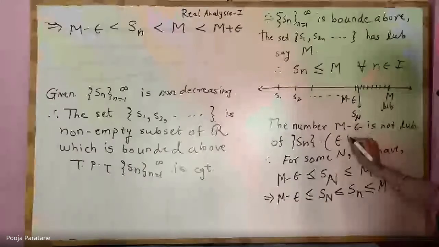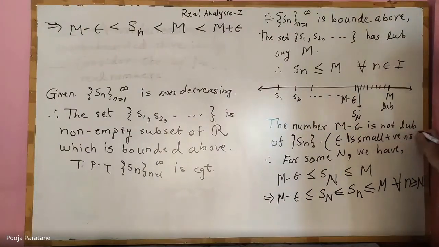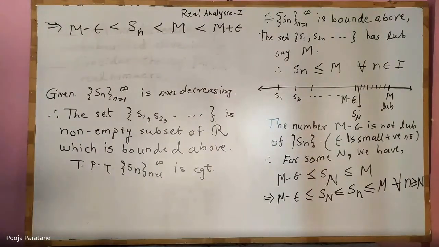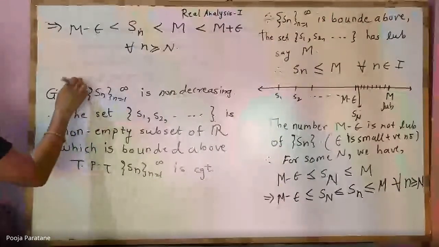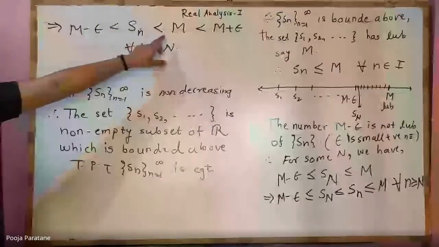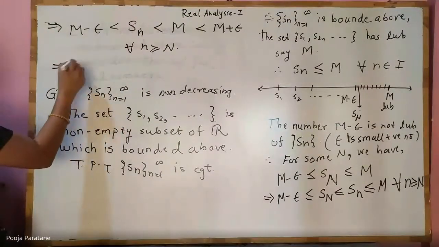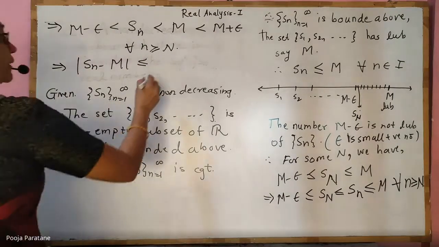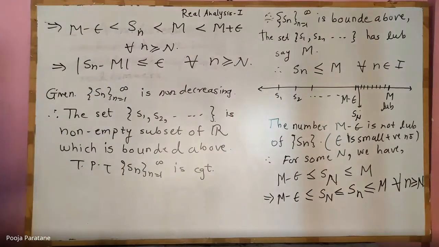Epsilon is a small positive number. Here you can mention this. And that we are choosing for all n greater than or equal to N. So if you say this, what we are getting: M minus epsilon is less than Sn is less than M plus epsilon for all n greater than or equal to N. So therefore, modulus of Sn minus M is less than or equal to epsilon for all n greater than or equal to N.